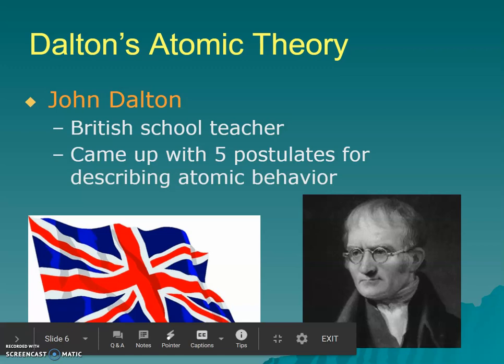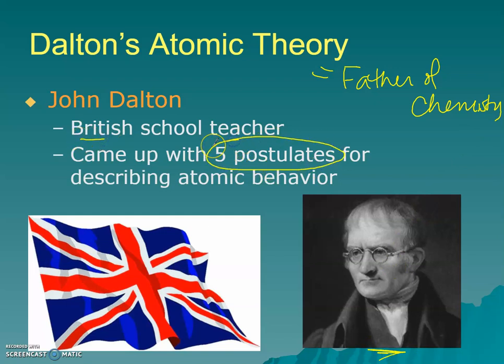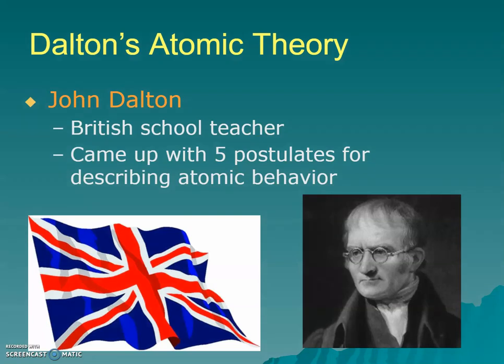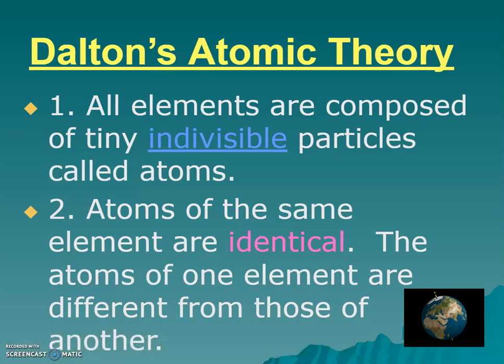So, who is credited with becoming the father of chemistry? The father of chemistry is going to be John Dalton. Okay, so John Dalton right here, he's a British school teacher, and he came up with 5 postulates, 5 parts of describing atomic behavior. So he did all these different kinds of experiments, and he figured out that if we do have these subatomic particles, there have to be 5 different things that are met.